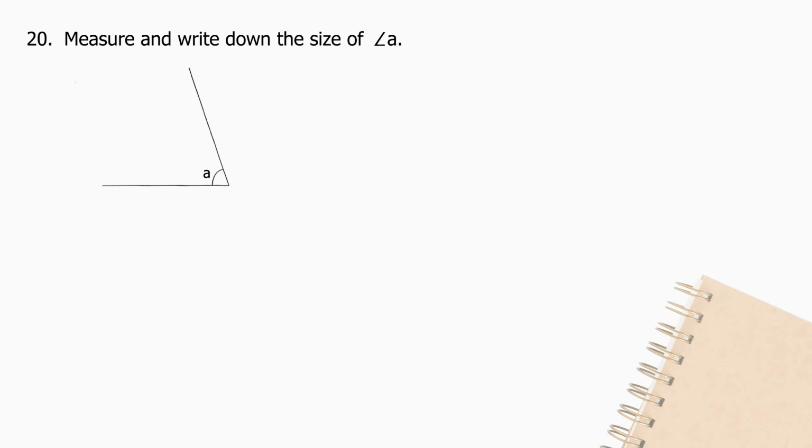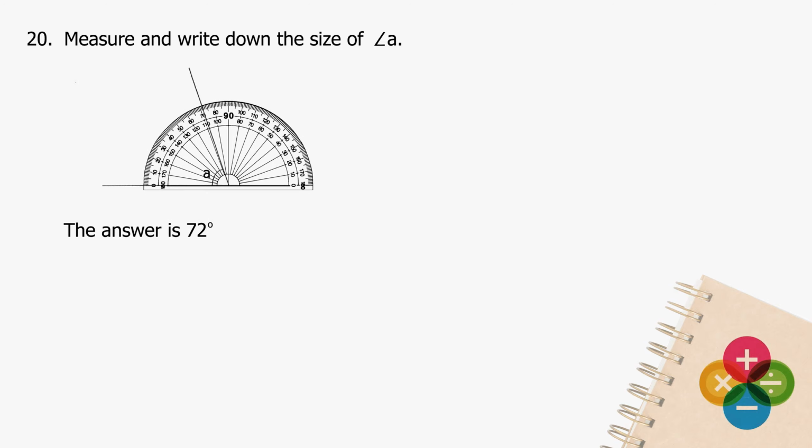Question 20. Measure and write down the size of angle A. The answer is 72 degrees.